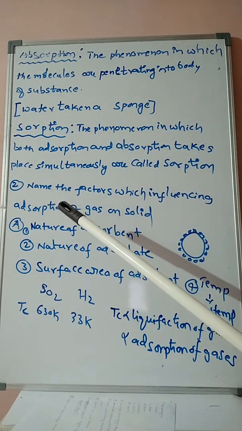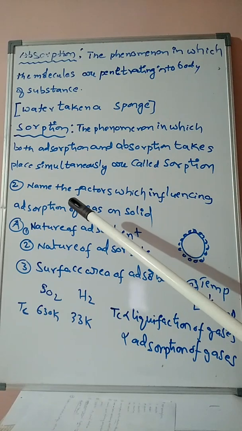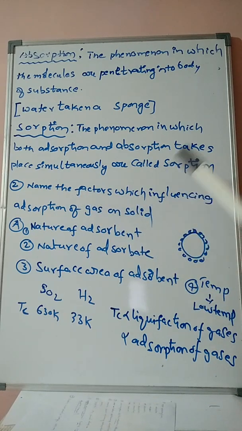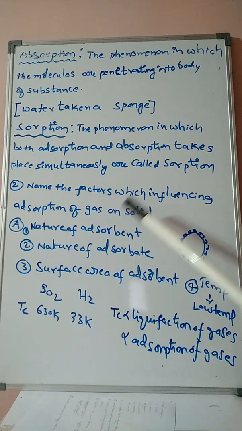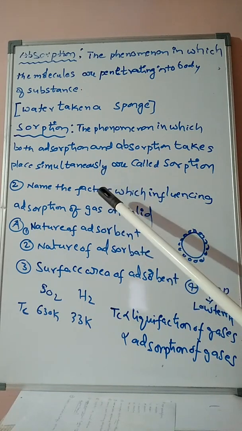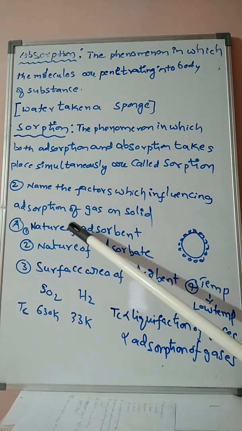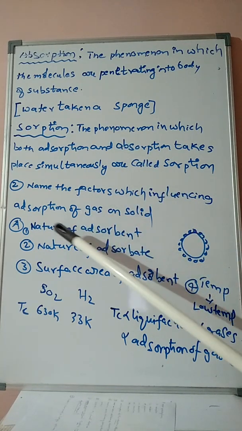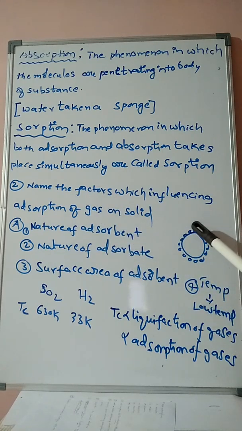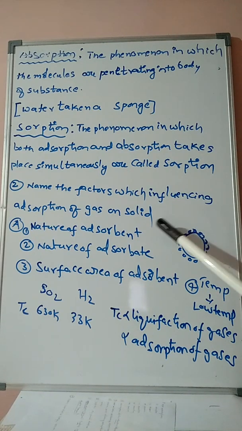Next, second question, students. From the board point of view, this question has been given two times. Name the factors which influence adsorption of a gas on a solid. First factor, nature of adsorbent. The adsorbent in finely divided state is a good adsorbent because surface area increases. The adsorbent in finely divided state can occupy more surface area compared to the normal solid state.